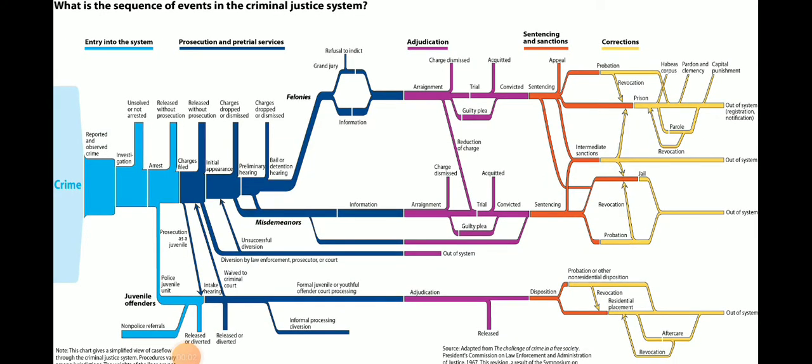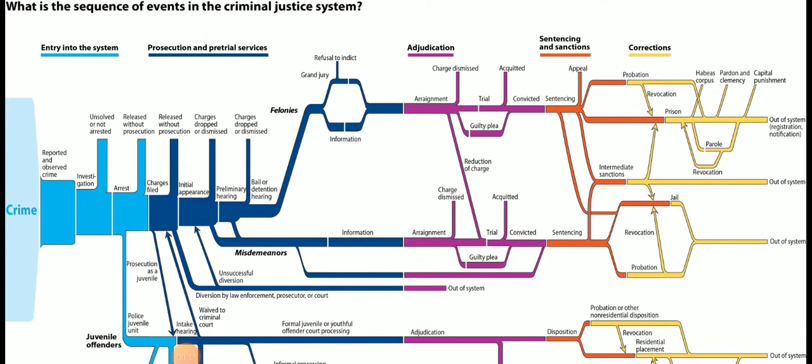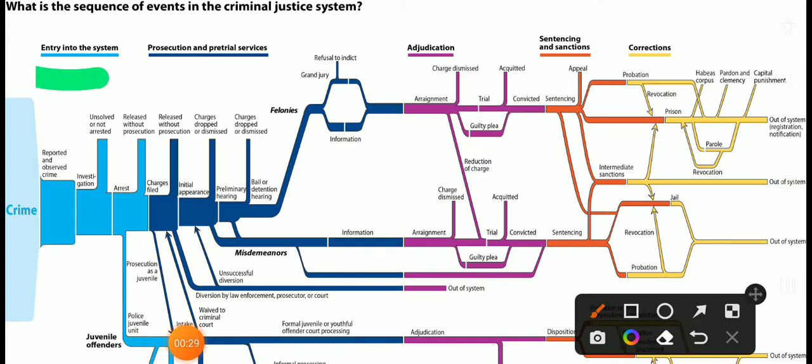Criminal justice system. What is the sequence of events in the criminal justice system? The criminal justice system of the United States has 5 sections. Number 1: entry into the system.